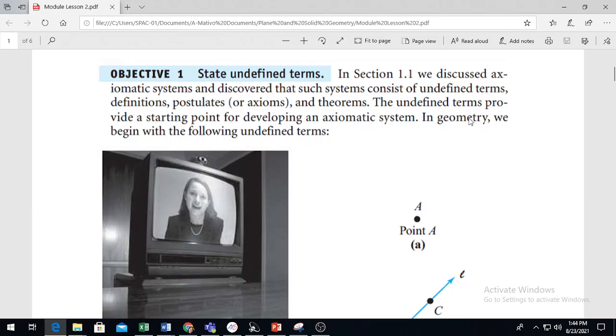So what are these undefined terms? These undefined terms provide a starting point for developing an axiomatic system. In our deductive reasoning last time, in our previous module, you encountered undefined terms such as happy, pleasant, and the other one. So they are undefined terms. But again, there are also undefined terms in geometry.